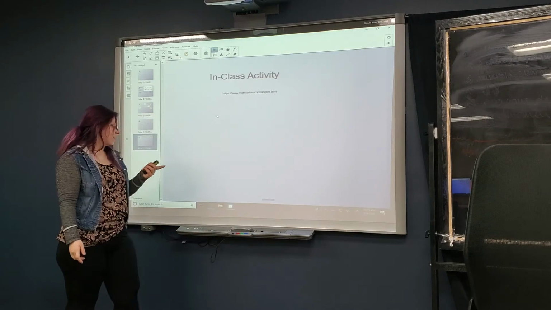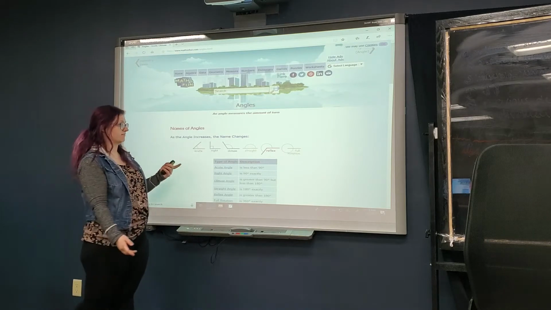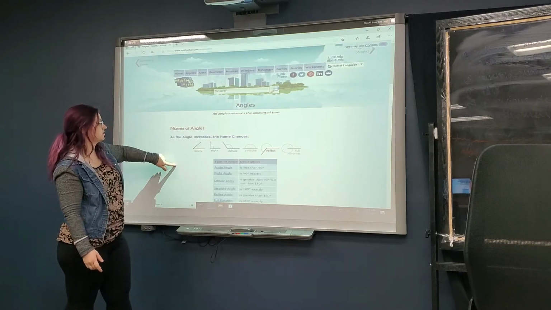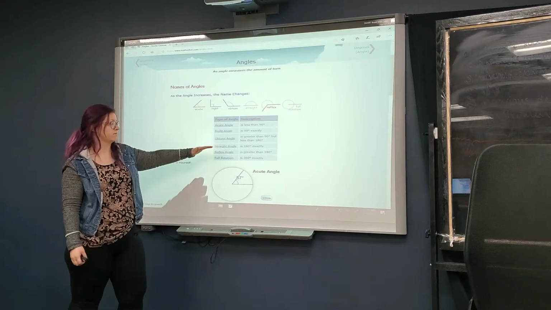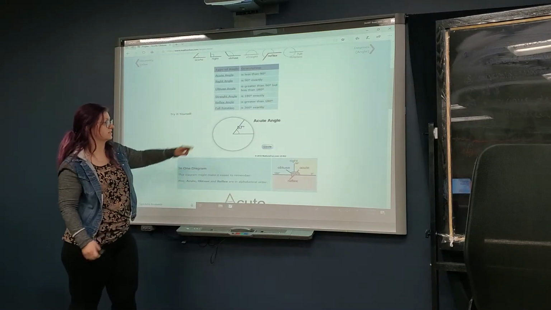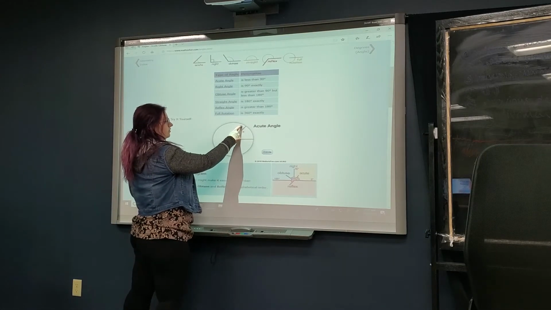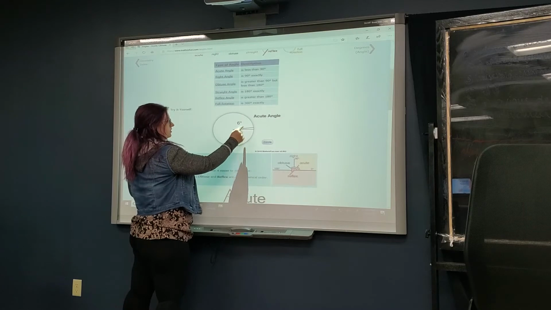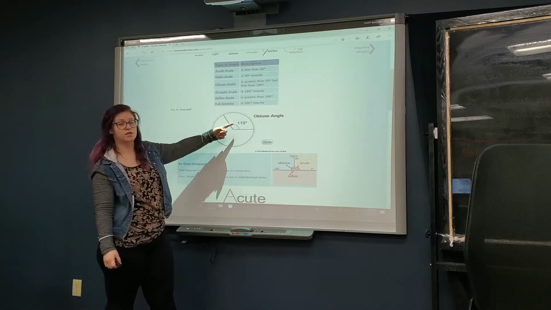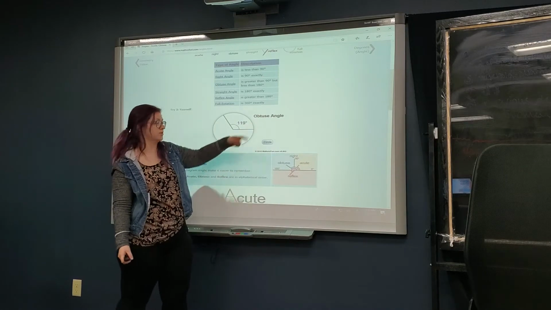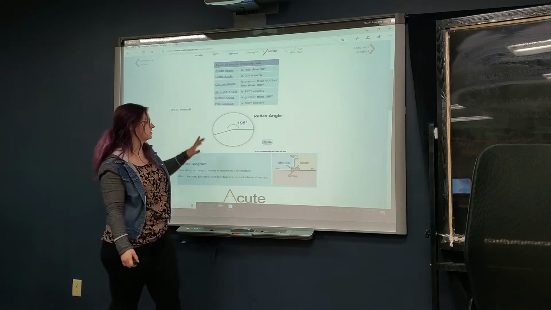And then we have an in-class activity that I would do with the class after all of that. And this just tells you the names of the angles, and then it recaps what they are again. And then right here, this activity, you can move the angle. Oh, is it this one? So if you can put it here, and it's 119, and then it tells you it's obtuse. Reflex is 198, and so on.